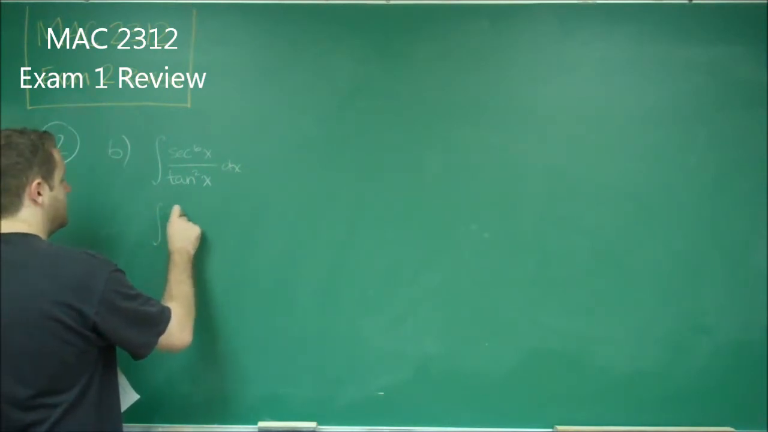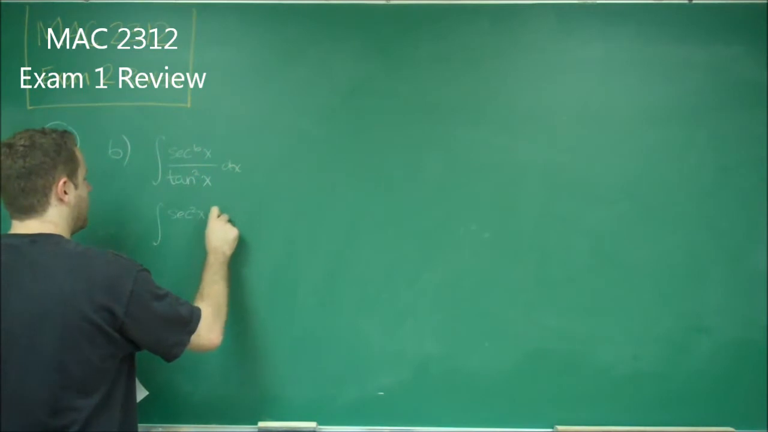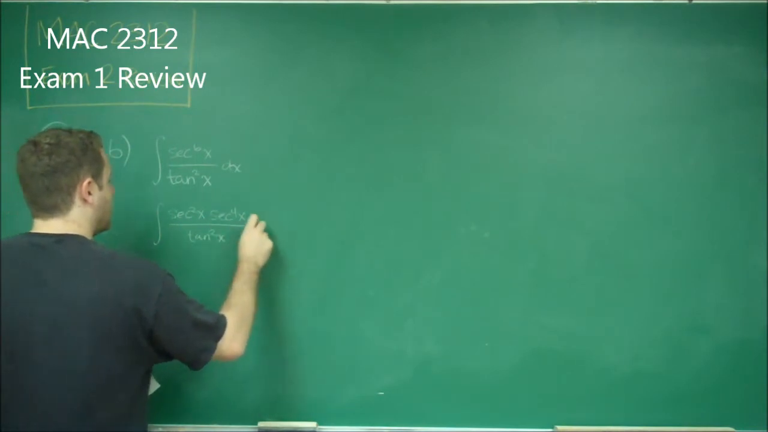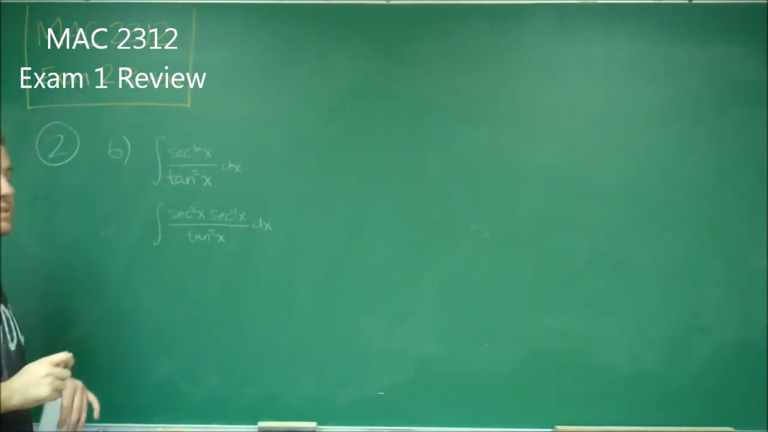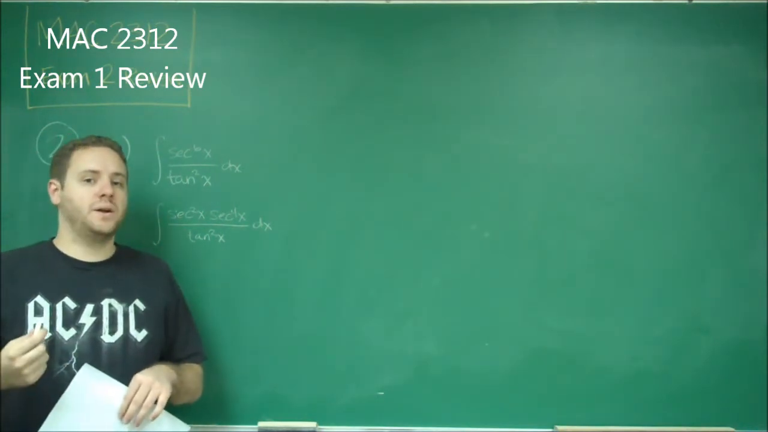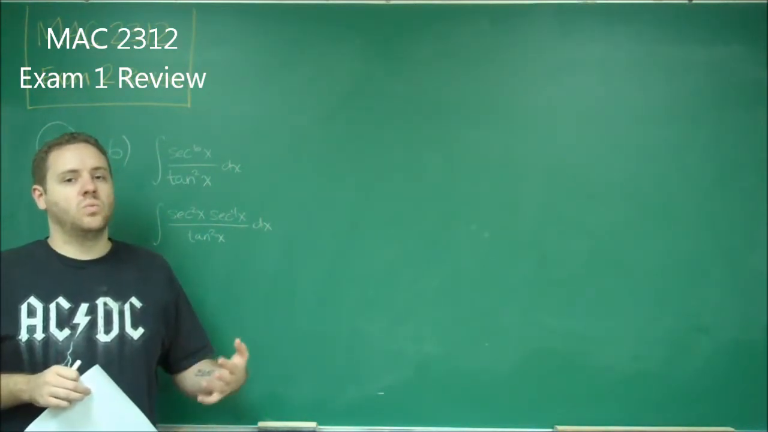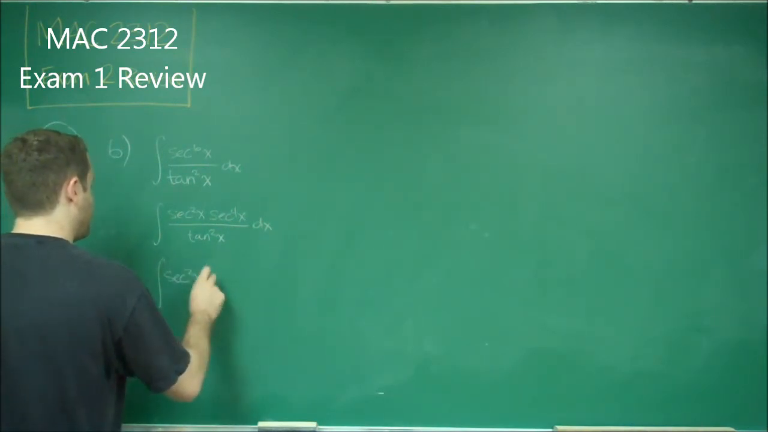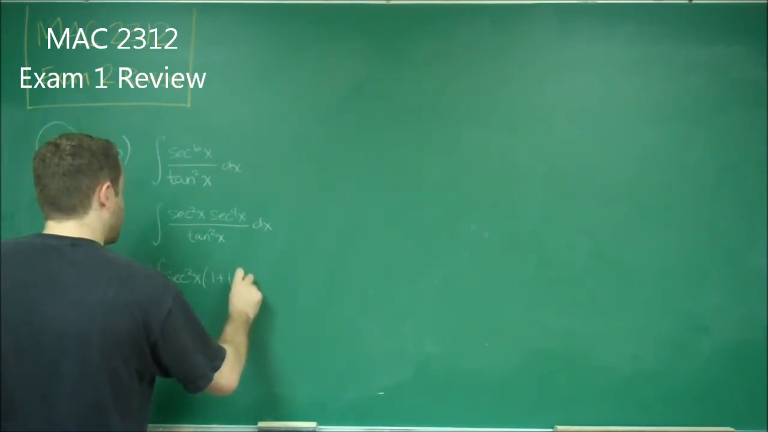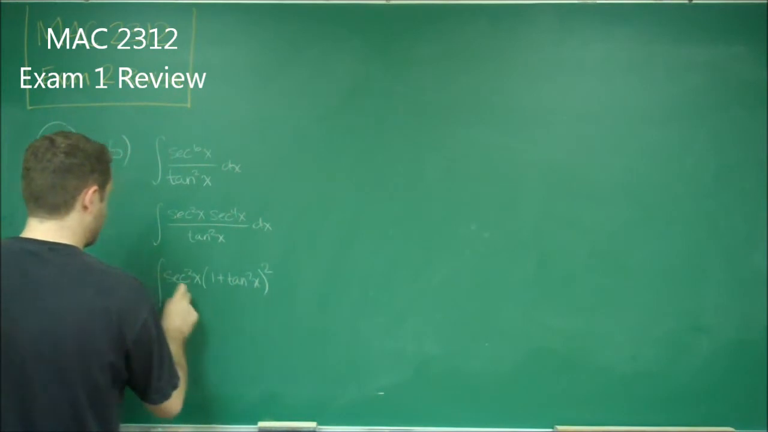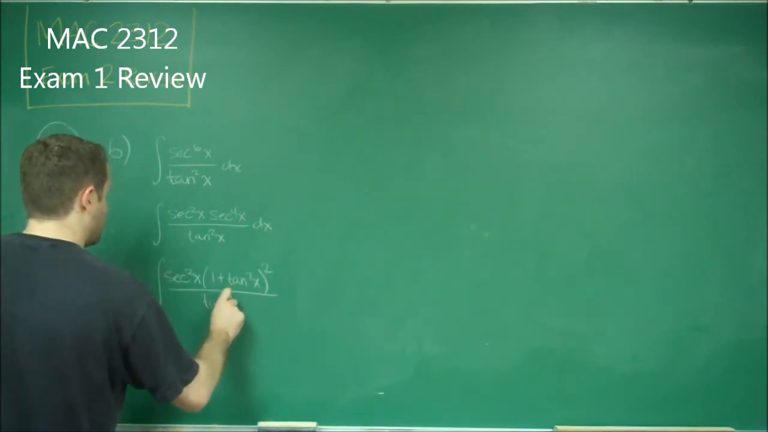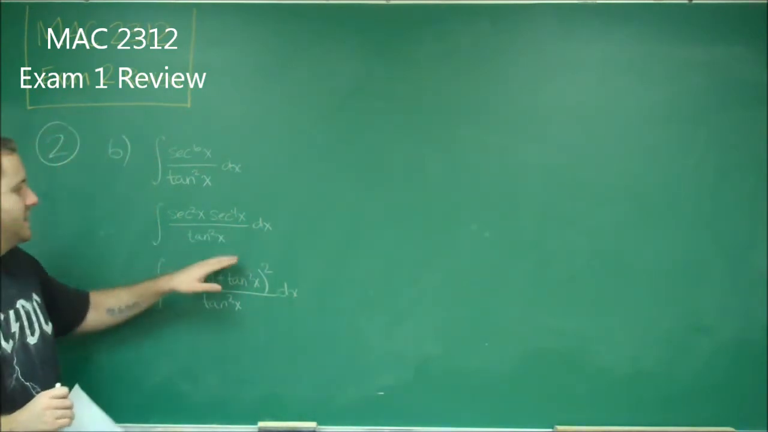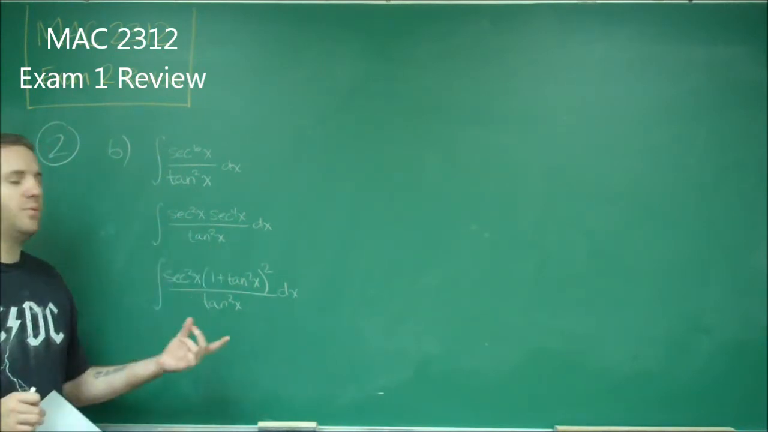So this is secant squared x, secant to the 4th x over tan squared x. And secant to the 4th is secant squared squared, and secant squared is 1 plus tangent squared. So we get secant squared x times 1 plus tan squared x squared all over tan squared x. So remember that secant squared is 1 plus tangent squared, so secant to the 4th is that squared.